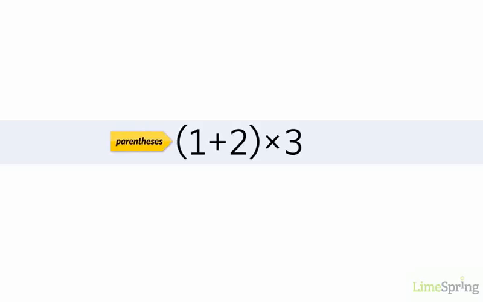The answer is an easy one. We just put parentheses or brackets around the 1 plus 2 to get the expression, the quantity of 1 plus 2 times 3. This expression is read as the quantity of 1 plus 2 times 3. The term the quantity indicates that things are grouped. If we didn't use this term, we'd have to say open parentheses, 1 plus 2, close parentheses, times 3, which is much longer to say.